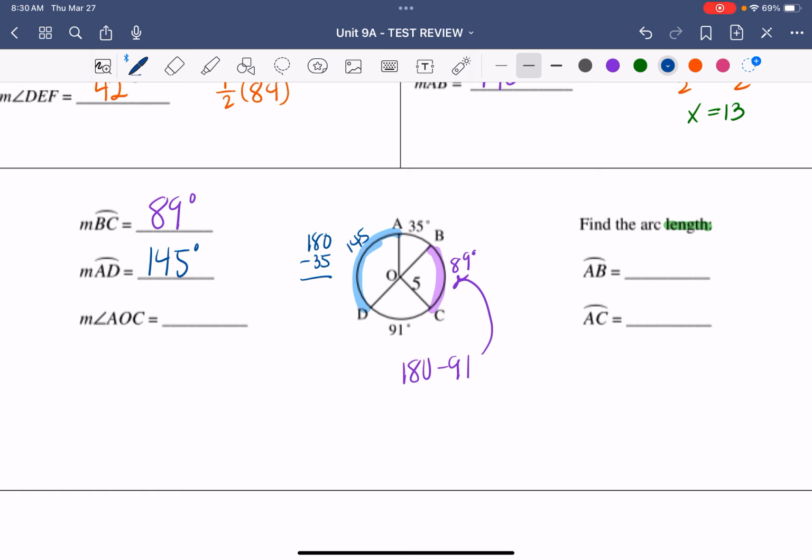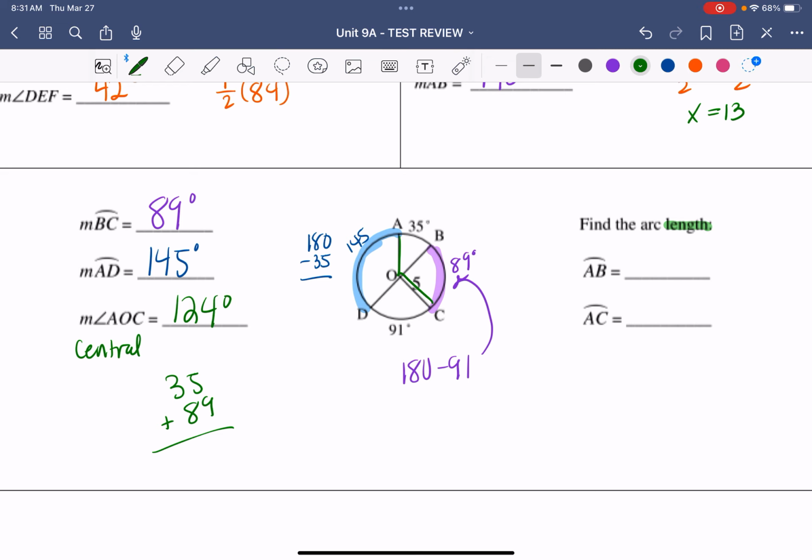Okay, now the measure of AOC. So this is a central angle because it is touching the center. AOC, central. So it's just going to be the sum of these two pieces. So 35 plus 89. And that gives me 124.